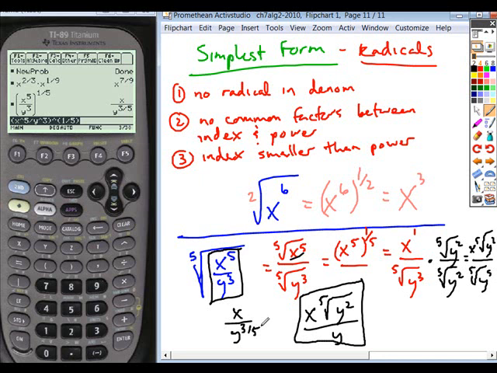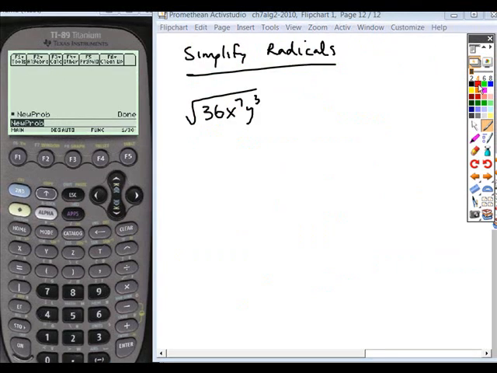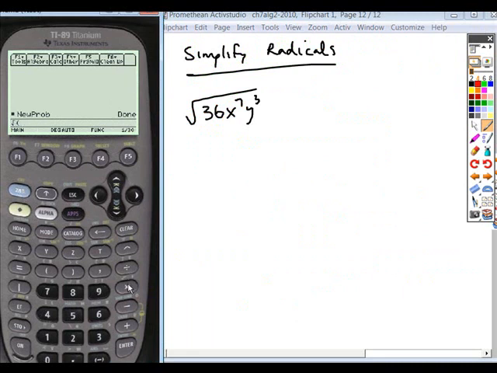Okay. Now, is this in simplified form? No. Okay. If you were to enter this in your calculator, you can enter it exactly as it appears. Okay, but what do you notice happens here? It simplifies it as 6 times the square root of x to the 7th y cubed.